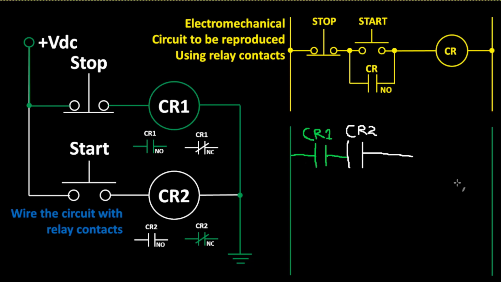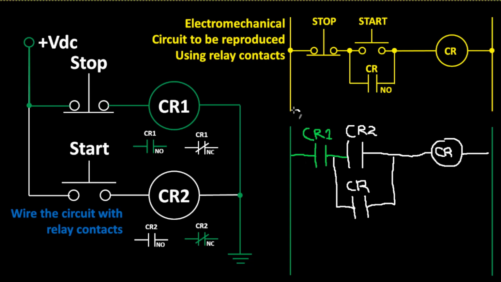The relay coil, I'm going to wire a third relay coil, which I didn't show here. I'll just call this CR3. I'll just make it CR. And I'll take a set of contacts from CR to seal in my start contact. So this is CR.